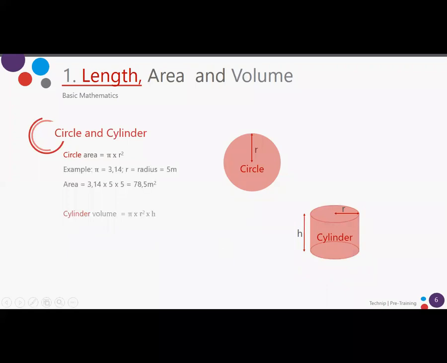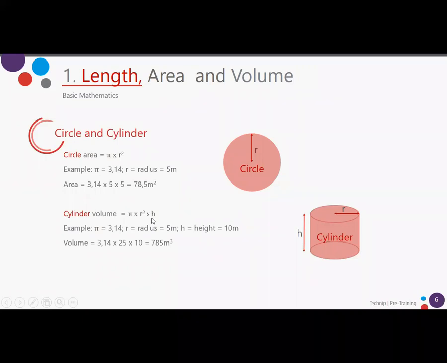Okay. So circle and cylinders. So the area of a circle is pi multiplied by the radius to the power of 2, or squared. So if we have a circle with a radius of 5 meters, we would multiply 3.14, which is pi, by 5 squared, and we will get an area of 78.5 square meters.